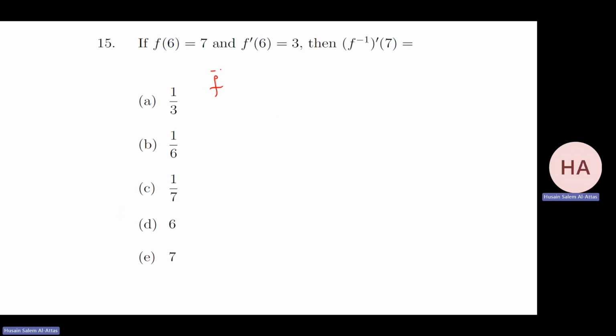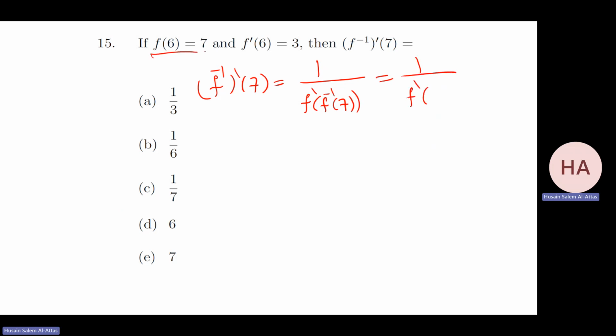Same idea. F inverse prime at 7 will be 1 over f prime at f inverse of 7. That will be 1 over f prime. F inverse of 7 equals 6. F prime at 6 is 1 over 3. That will be 1 over 3, which is this one.